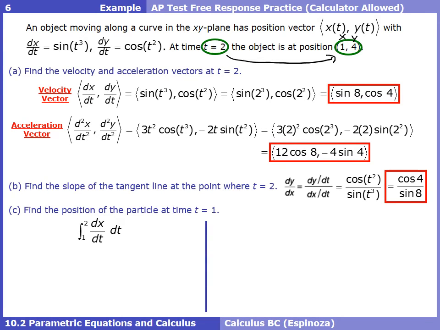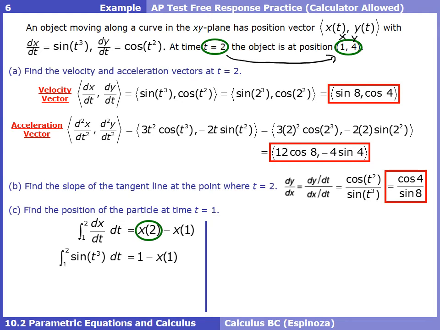And since we're dealing with parametric equations, we have two different problems we need to do. We need to find the x position, and we need to find the y position. So we're going to do the x position first. We're going to integrate from 1 to 2, dx/dt dt. If we do that, that'll give us the position at 2 minus the position of x at 1. So we know the position at time 2 is 1, so that we can easily plug in without any issue. dx/dt, again from above, is sine t cubed.